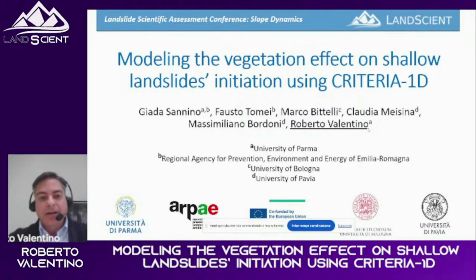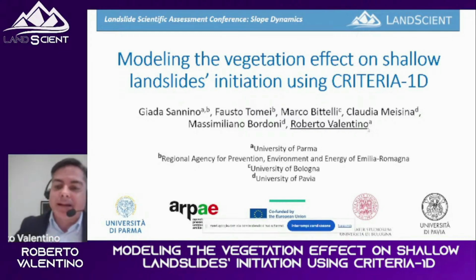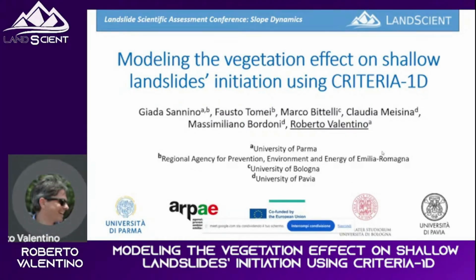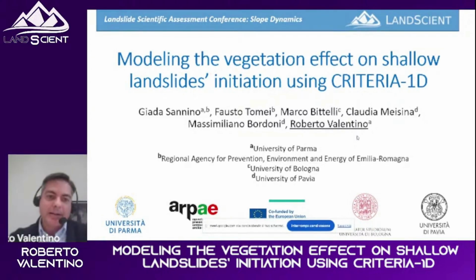I'm Roberto Valentino. I'm Associate Professor of Geotechnical Engineering and Slope Stability at the University of Parma. The research field is mainly related to rainfall-induced shallow landslides, how to model them by using distributed physically based models.